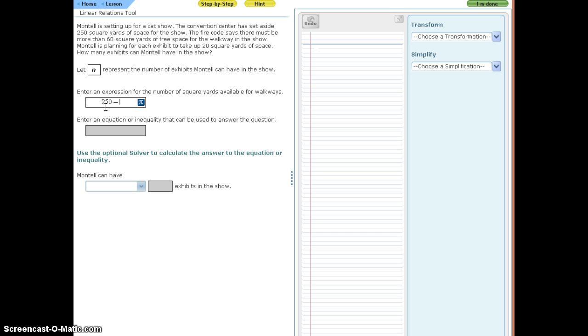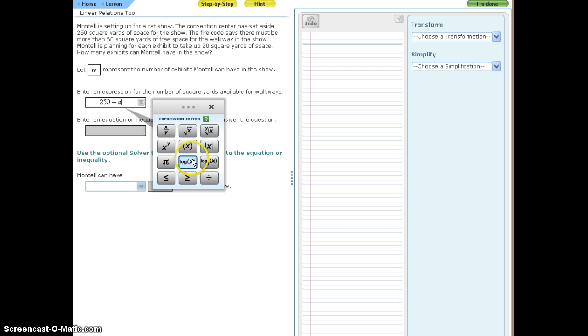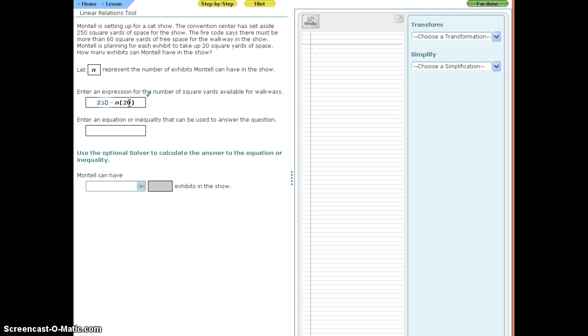So I could do n times 20. I prefer to write that 20n, but you could do it either way here. Maybe I'll try just to see if it'll let me do n times 20. I want a multiplication sign. I don't see one, so I'll just put parentheses. There we go, n times 20. Yes, it'll let me write it that way, or I can write it 20n, either way.